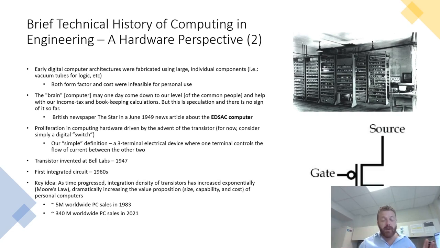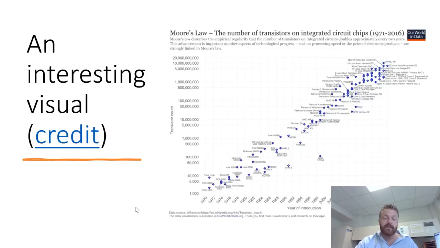And as we learned to put more and more of these on a chip, remember that under the hood, they're what actually enable these gates to work, we were able to make the personal computer feasible. And if you just look at how quickly this has come into actual practice, in 1983, the year that I was born, there were 5 million worldwide PC sales and 340 million in 2021. And as we spoke of earlier, personal computers are only a subset of the computing devices that we have at our disposal now. And here is Moore's Law.